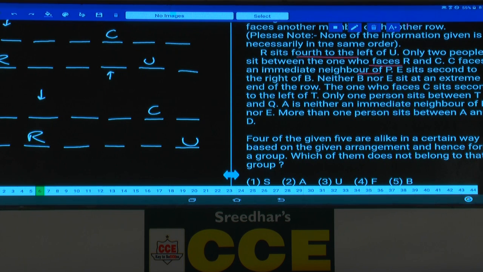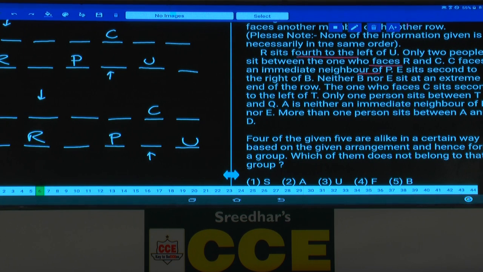And this person is an immediate neighbor of P as well. And the person who is facing C must be in between P and U, isn't it? And similarly, coming to this one, the one C faces is an immediate neighbor of P. Now this is a person P, and the immediate neighbor of P is this person, and this person is facing C.